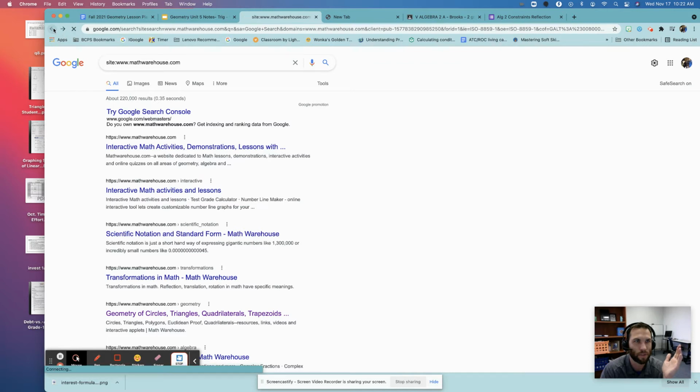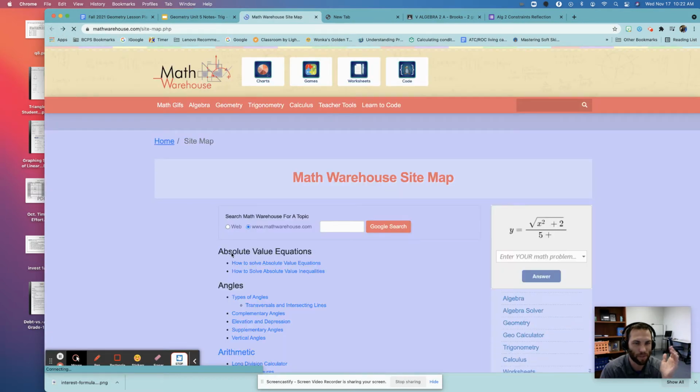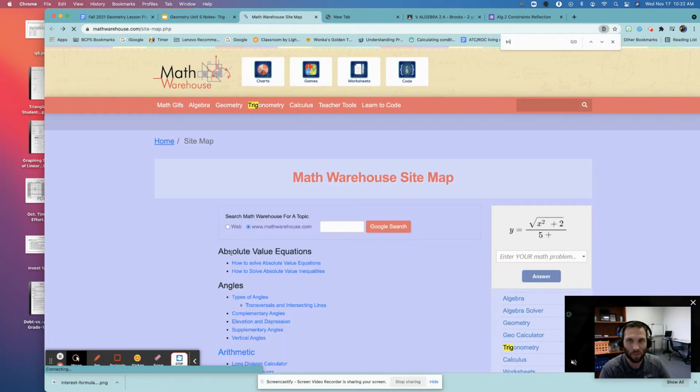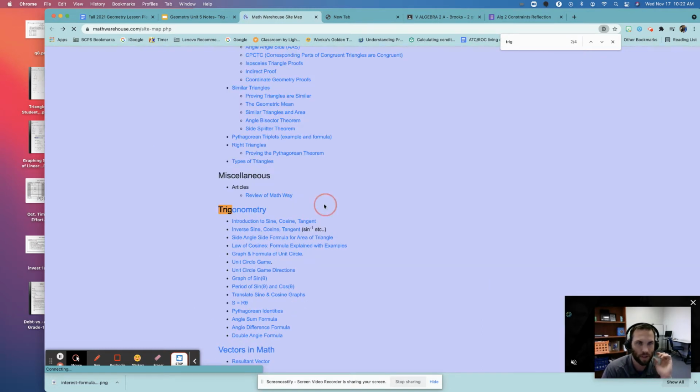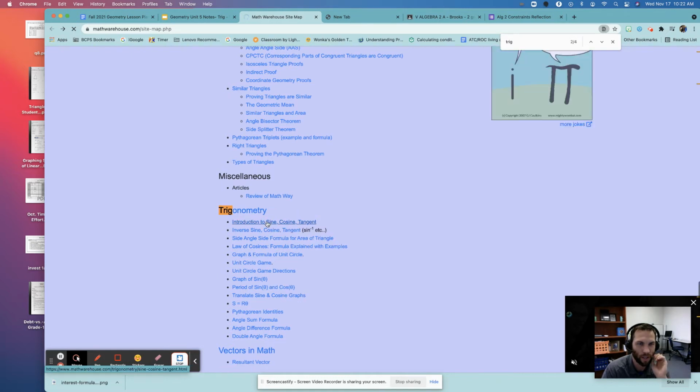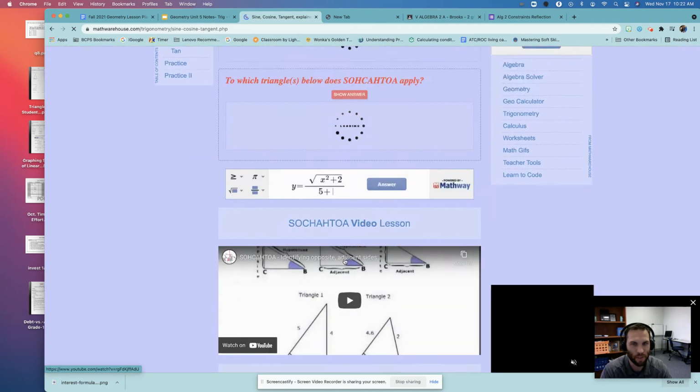What just happened? This is why I don't like my mouse. Trig. You have this introduction to sine, cosine, and tangent. And they do a really good job of visualizing this stuff.